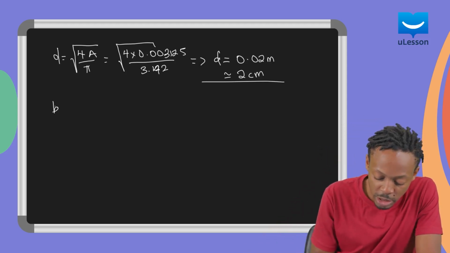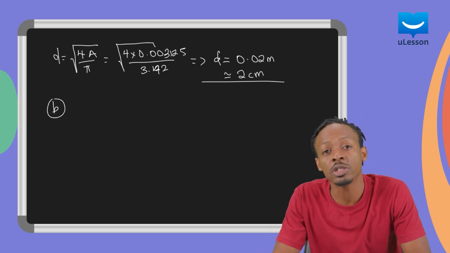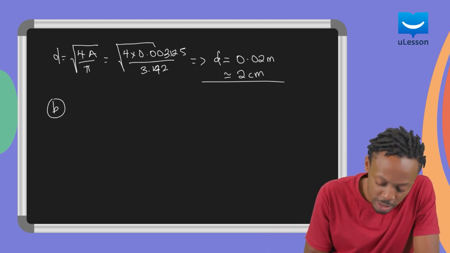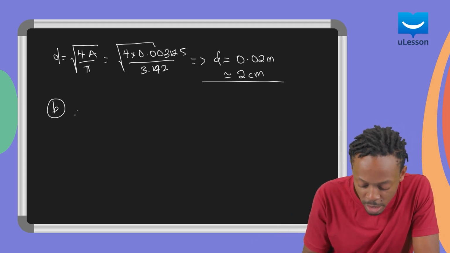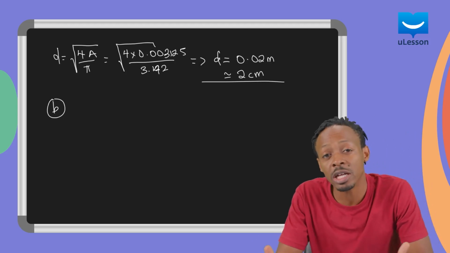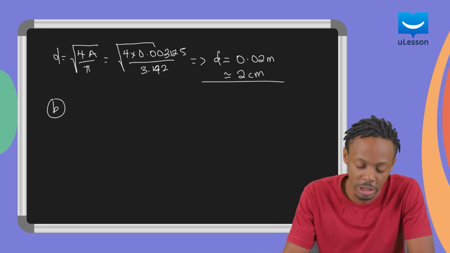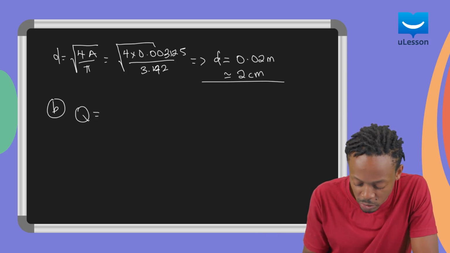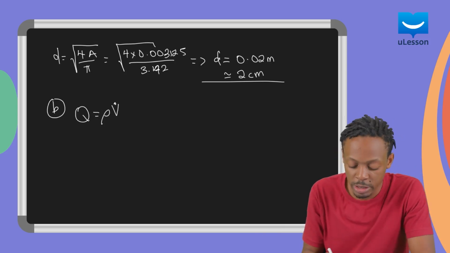The second part is much easier. It asks us how much water this shower would be releasing per second, and we're told the density of water. So what it's actually asking us for is the mass flow rate. We know that mass flow rate Q is equal to density multiplied by volume flow rate. It's that simple.